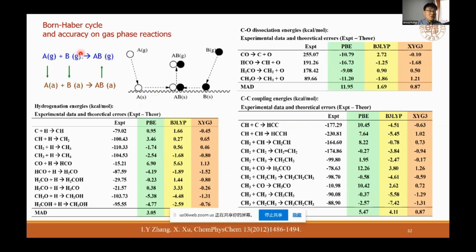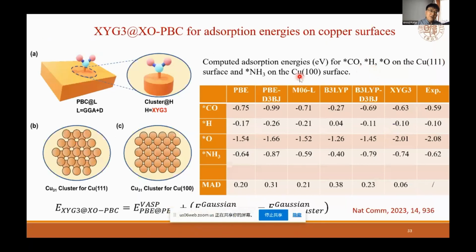So then let's get back to the surface. As we have emphasized, every surface reaction is related to a gas phase reaction. In the first place, we need to calculate the gas phase reaction accurately. But now you can see PBE will have larger errors, and often of the opposite sign. And this is a bad indication, and XYG3 can have a very good description of the gas phase reaction, pushing the limit to 1 kilocalorie per mole, often to achieve the chemical accuracy of 1 kilocalorie per mole.